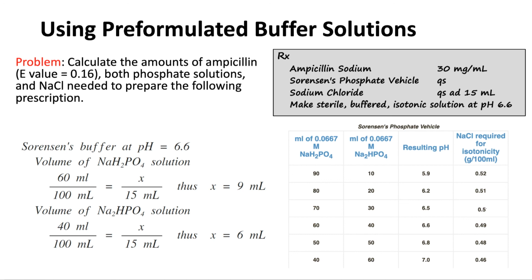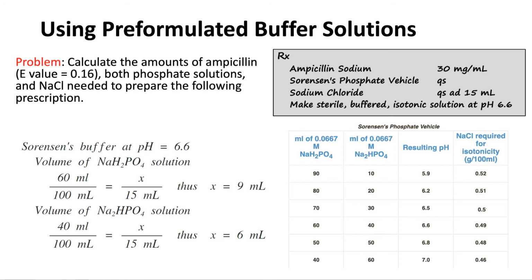And it should make sense that if we take the volume of the monobasic of 9 milliliters plus the 6 milliliters from the dibasic, it would be a total of 15 milliliters. And that's what we're trying to compound. So we now know the relative volumes of our two different solutions to use, so that when we mix them together, that is 9 milliliters of one plus 6 milliliters of the other, we get a total of 15 milliliters of solution, and it will be at the right pH of 6.6.